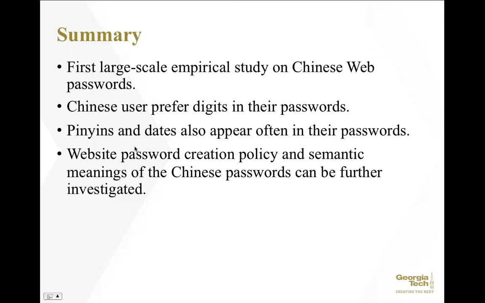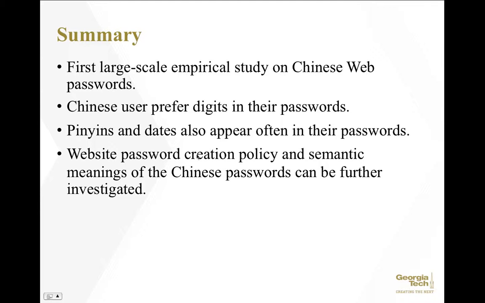Okay, let me summarize the presentation. This paper is the first large-scale empirical study on Chinese web passwords. Chinese users prefer digits in their passwords more than English users. Pinyin and dates also appear often in their passwords. For English users, English words appear the most.